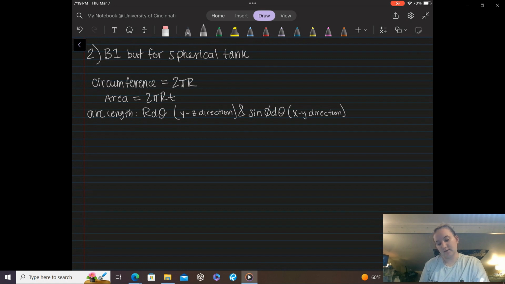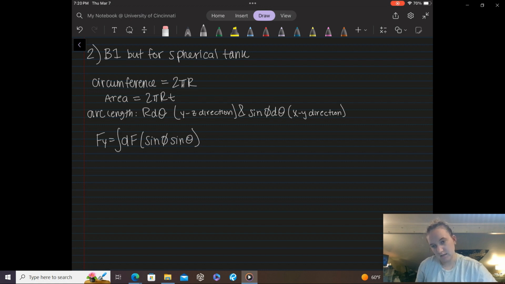And so now to derive the forces acting inside the sphere, we're going to start with Fy, the forces in the y direction, which are equal to dF times sine phi sine theta. And then we take the integral of that. But dF breaks into P R sine phi d theta times R d phi.